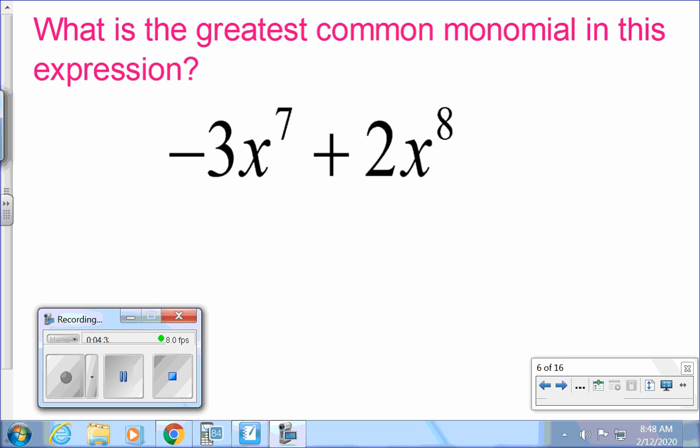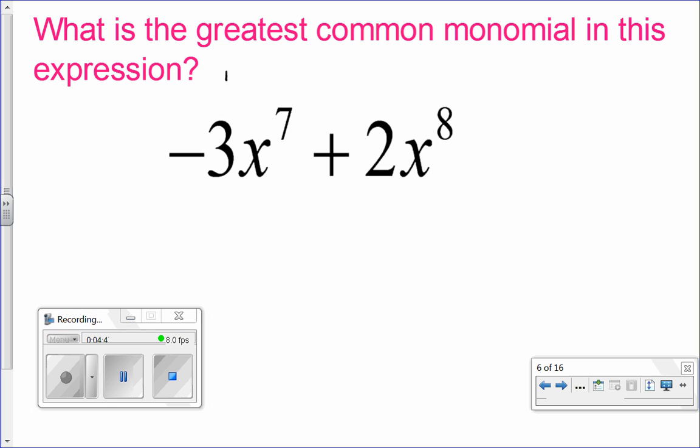All right. We're on the video right now. We've got negative 3x to the 7th and 2x to the 8th, and I heard some people throwing around the idea of maybe pulling a decimal out. I should write this out. You will never have any decimals. No decimals for your greatest common factor. But negatives would be okay. You could have a negative number for your greatest common factor.